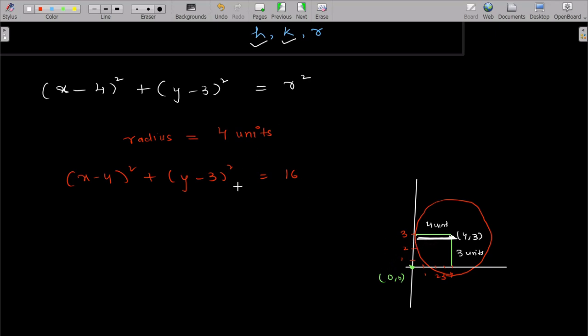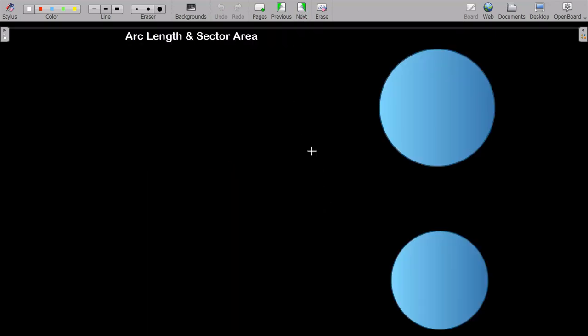These are the type of questions that are always asked on SAT math: circle is tangent to the y-axis, circle is tangent to the x-axis, or circle is tangent to any random line. We will do a lot of questions of these types. So this is your final equation.